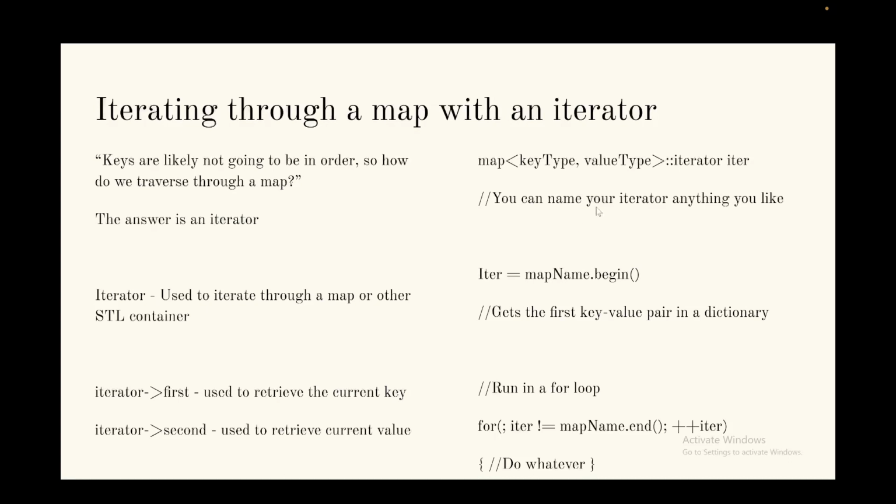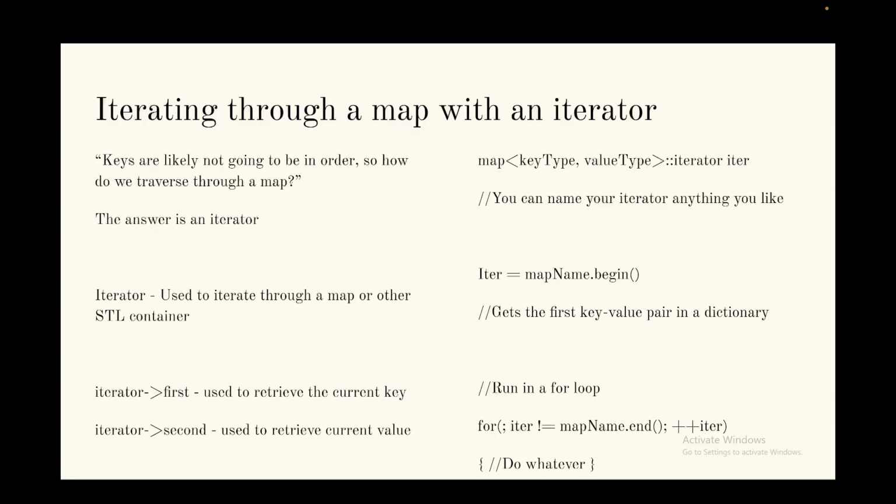Now you're probably thinking that keys are likely not going to be in order. They're not going to be 0, 1, 2, 3, 4, or they may not even be a number at all. You could have them be a string, a vector of strings. They could be any variable type. So how do we traverse through a map? The answer is with an iterator.